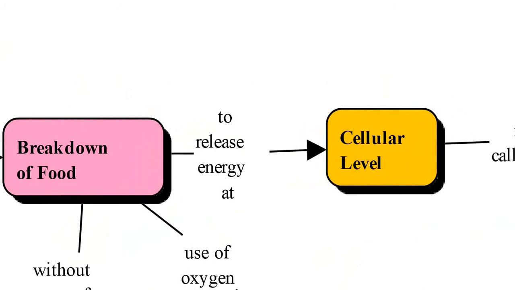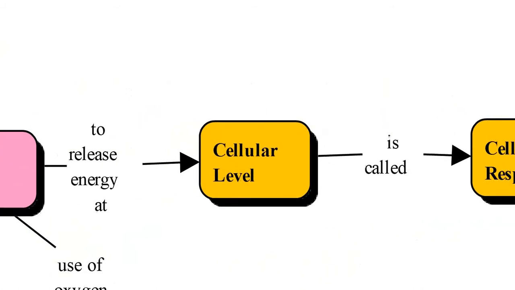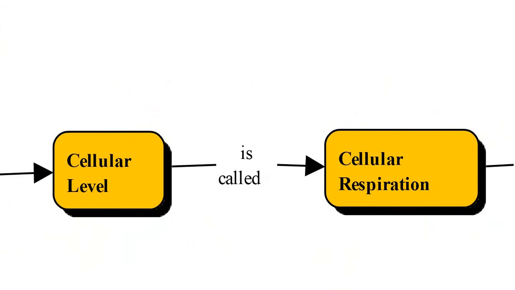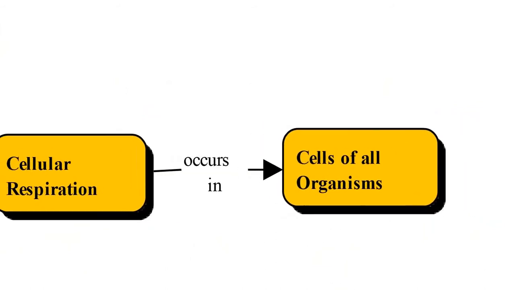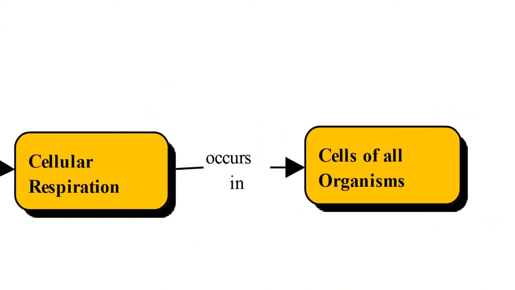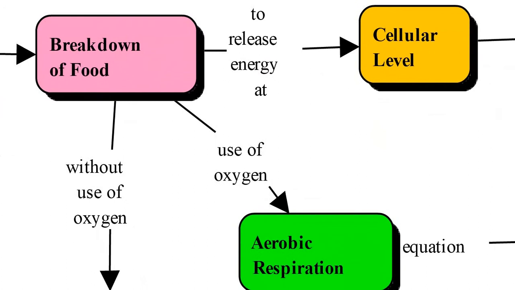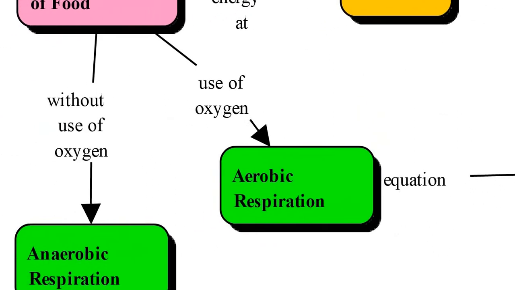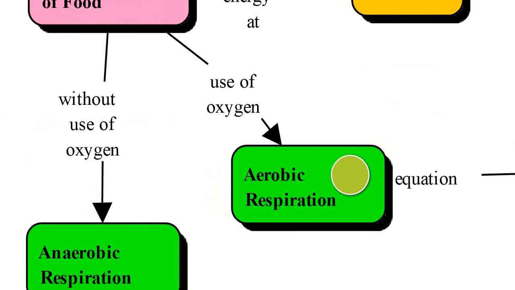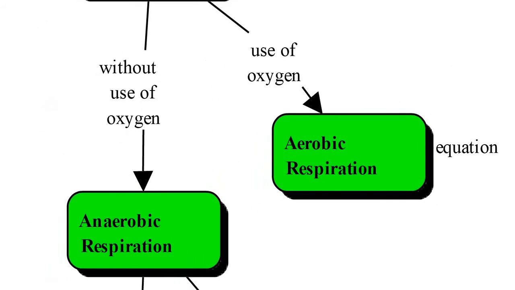Breakdown of food to release energy at cellular level is called cellular respiration. Cellular respiration occurs in cells of all organisms. Breakdown of food happens with the use of oxygen and without the use of oxygen. Use of oxygen is called aerobic respiration. Breakdown of food without the use of oxygen is called anaerobic respiration.